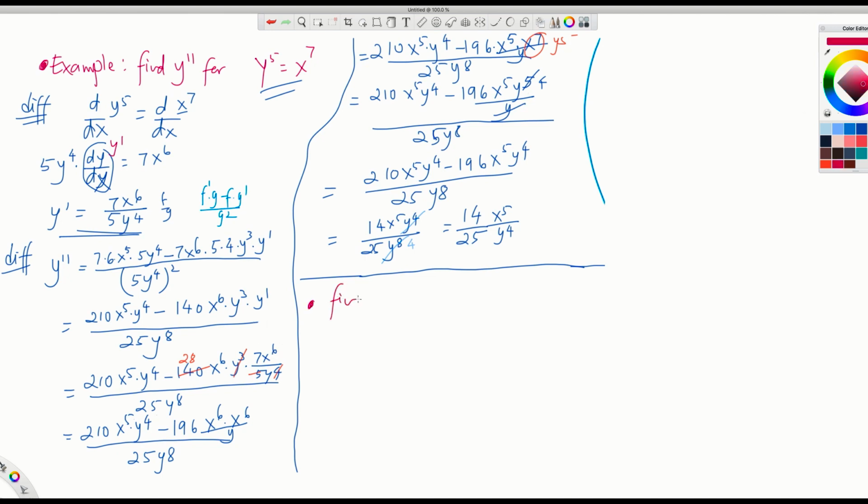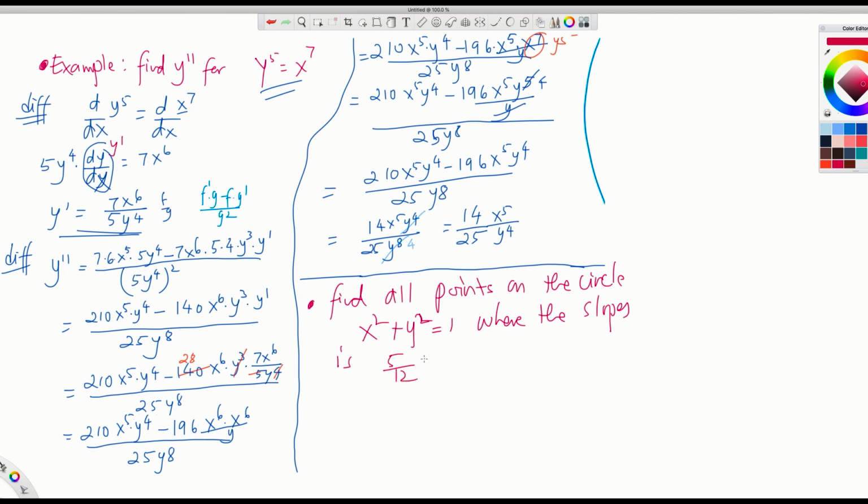Find all points on the circle whose equation is x squared plus y squared equals 1, where the slope is 5/12. So basically you are trying to find all the points on the circle where the slope is equal to 5/12. Okay, so on the circle there may be more than one point where the slope is equal to that value. So we'll try to find that out.